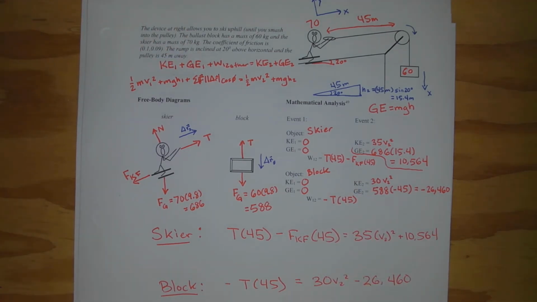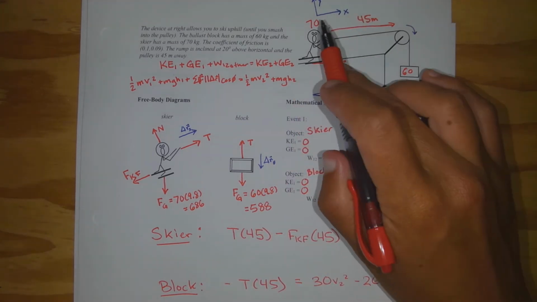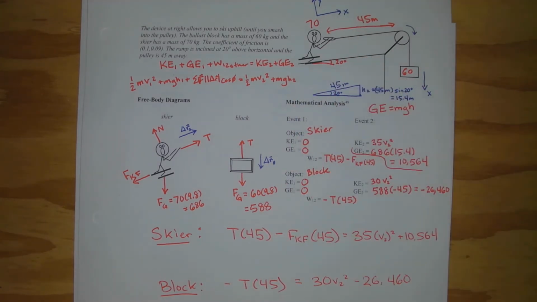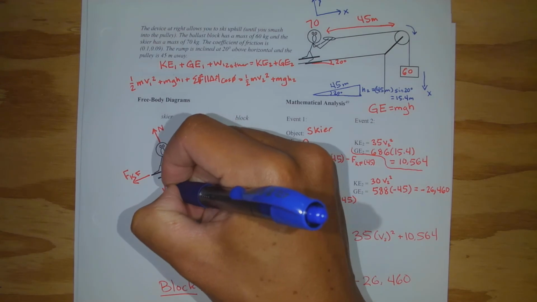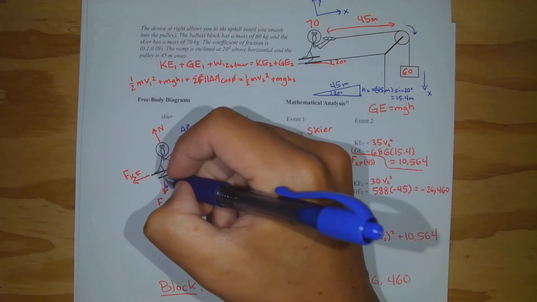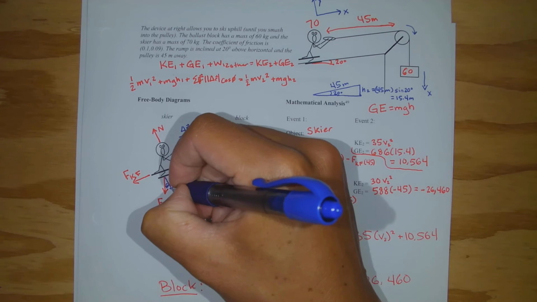Now I have to figure out what the force of kinetic friction is for the skier. If I was looking at impulse momentum in this problem, I could figure out the normal force that way. But I'm not looking at impulse momentum, so instead I'm going to apply Newton's second law in the y direction to figure out the normal force. For that, I have to break the force of gravity down into components. This angle is 20 degrees, so this angle is 20 degrees. You can take a moment to convince yourself that that is true if necessary.